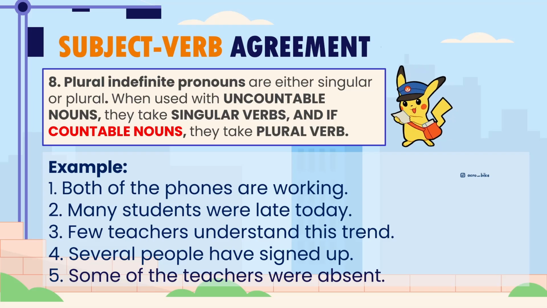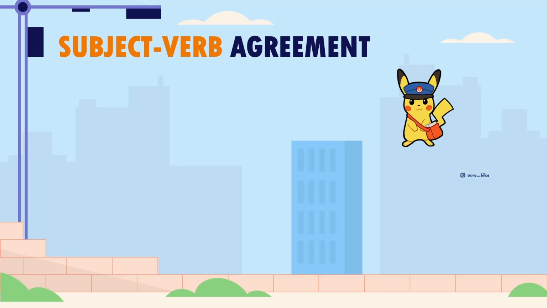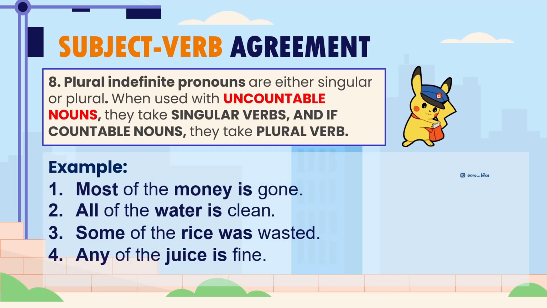Next, few teachers understand this trend. Teachers, that's why we take plural verb understand. Several people have signed up. People, mabibilang pa rin. That's why we take plural verb have. Next, some of the teachers were absent. Teachers, countable nouns. Next we have uncountable nouns.